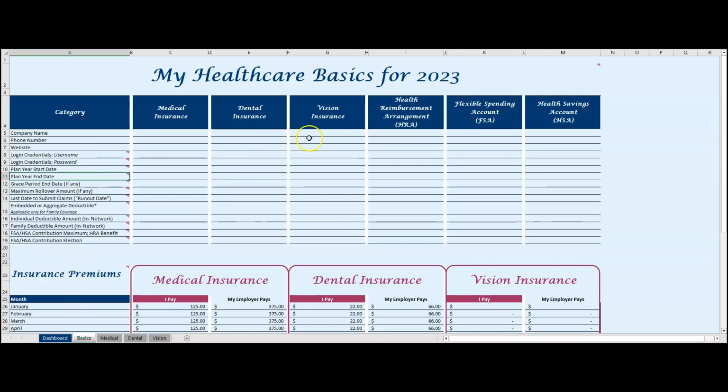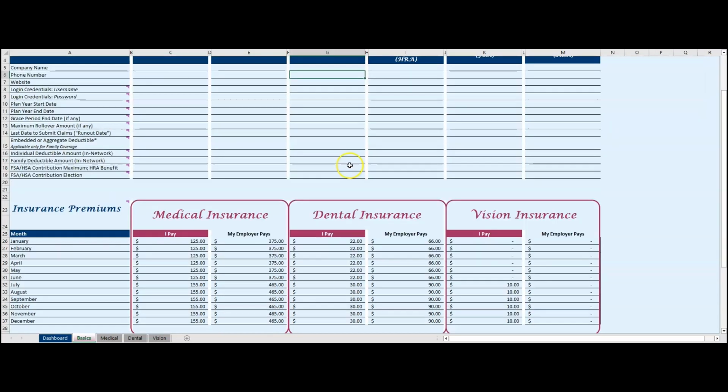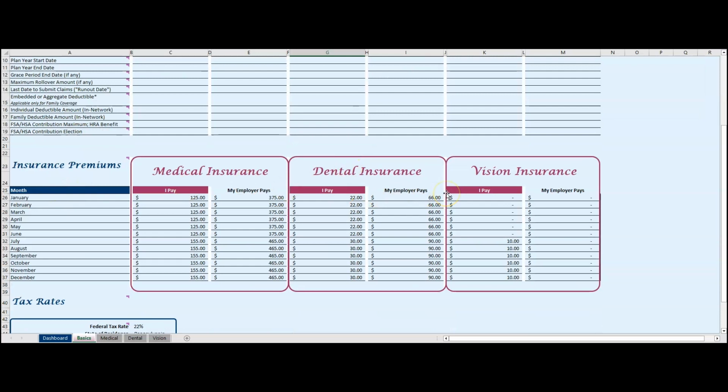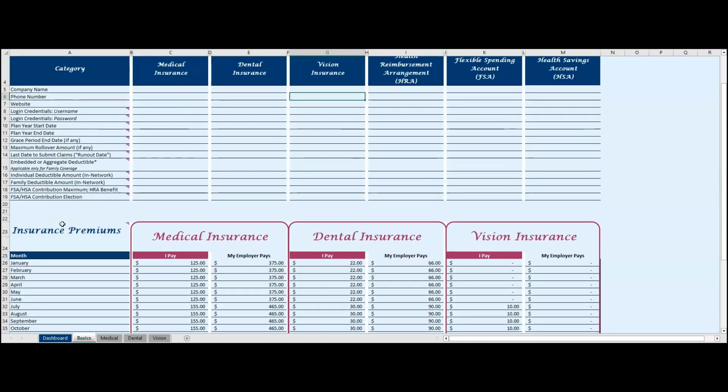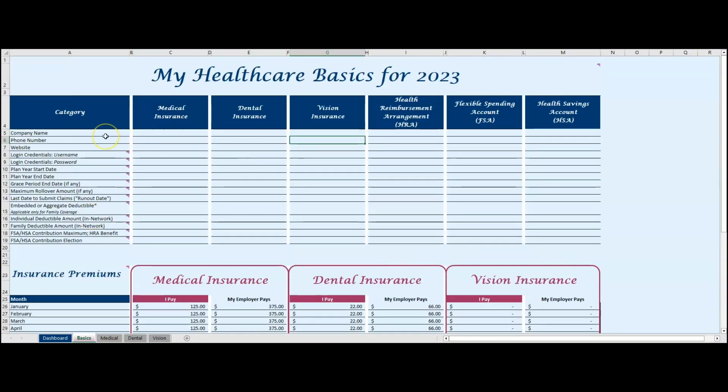In this Basics tab, there are 3 sections: your healthcare basics for the year, your insurance premiums, and your tax rates. We'll start at the top, your healthcare basics, and this is a place for you to type in the basic information about your medical, dental, vision insurance plans, and if you have any pre-tax accounts like an HRA, FSA, or HSA, you can type that information in here as well.